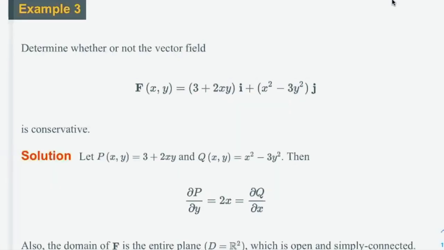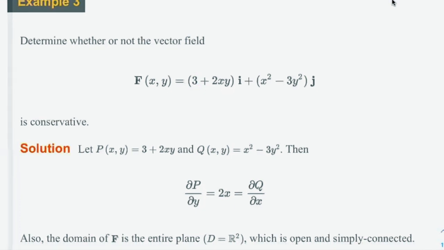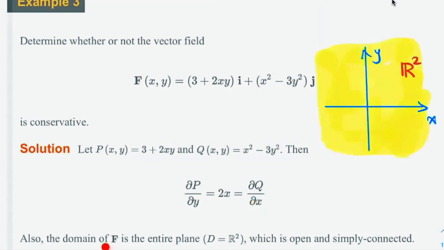Next example, we want to determine whether this vector field is conservative. Well, just like before, we're going to take the partial derivative of this function with respect to y, and then take the partial derivative of this function with respect to x. And in this case, it turned out to be equal. Both are equal to 2x. Now, if they're equal, we also need to see if the domain of this F over here is open and simply connected, right? The domain of this big F function is this entire plane R2.